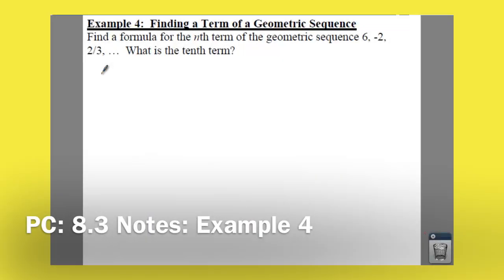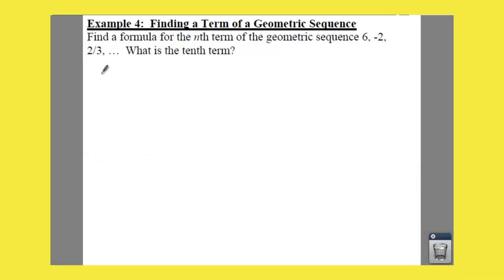Example 4 is somewhat similar to example 3, except what we have to do here is find a formula for the nth term of our sequence that's given to us as 6, -2, 2/3, and we have to find our 10th term. So we are going to find our a sub 10.